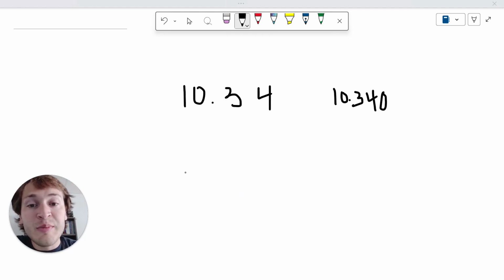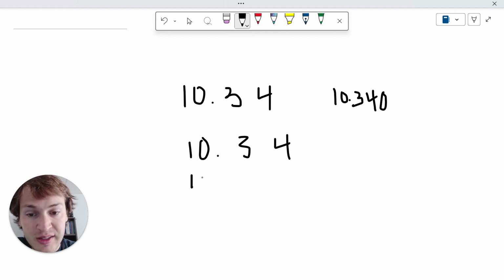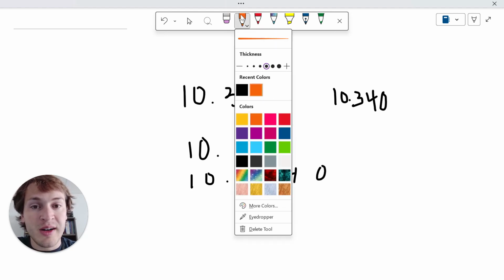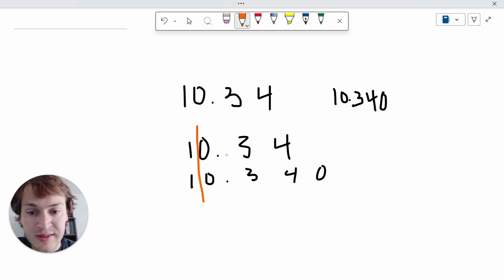All right, let's try another one. Let's compare 10.34 and 10.340, right? You might already have an inkling of what the answer is based on what we talked about in our last video, but just in case, let's line these up, right? So 10.34, 10.340, right? I'm going to draw my columns, keep nice and organized.